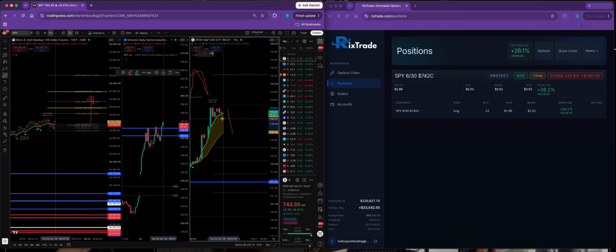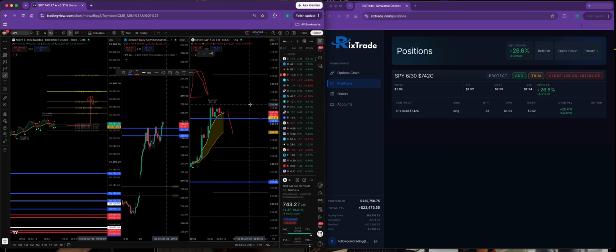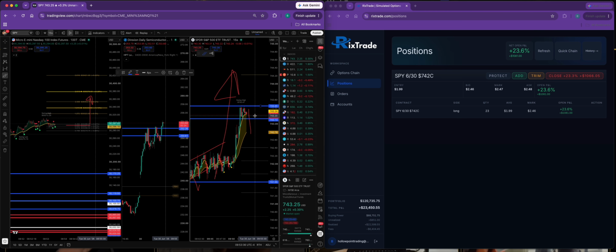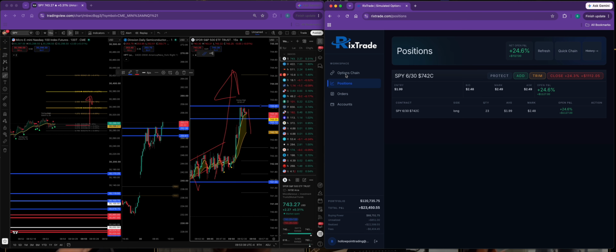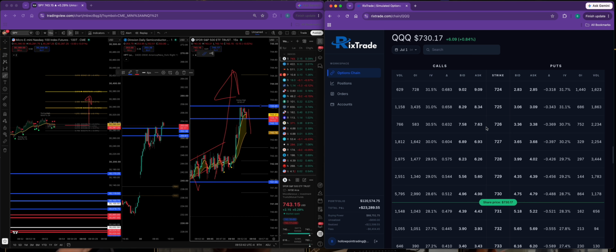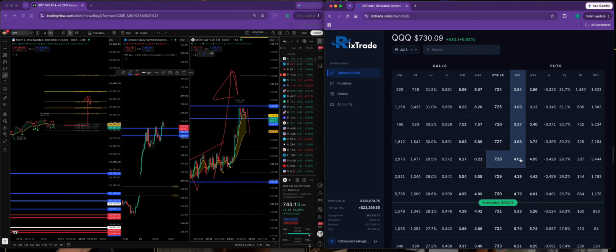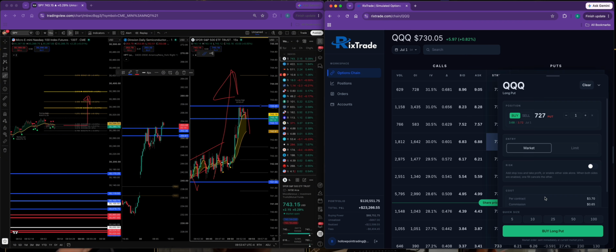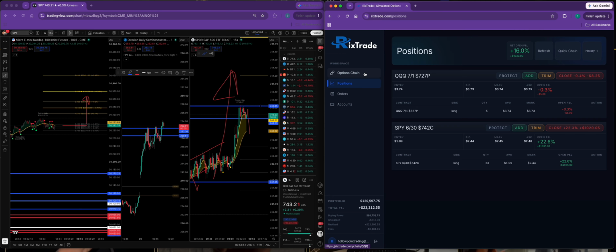So right here, 743. Here's your base here. You're hugging your 55 EMA here. I will grab some QQQ puts as a hedge to my SPY puts. So I'm just going to grab like 5. So I'll grab 5 of my QQQ puts. I don't care if these go worthless.